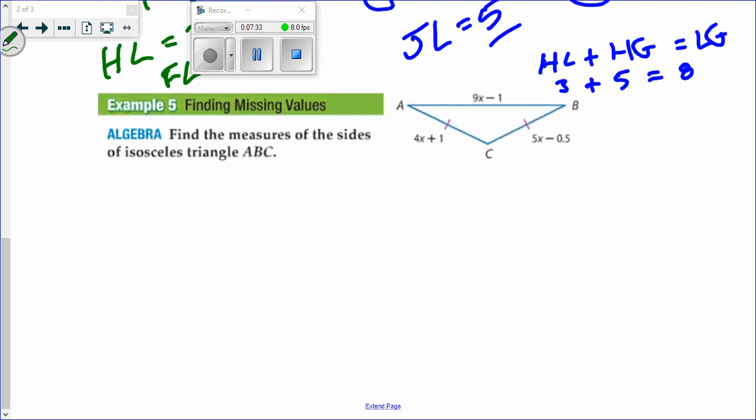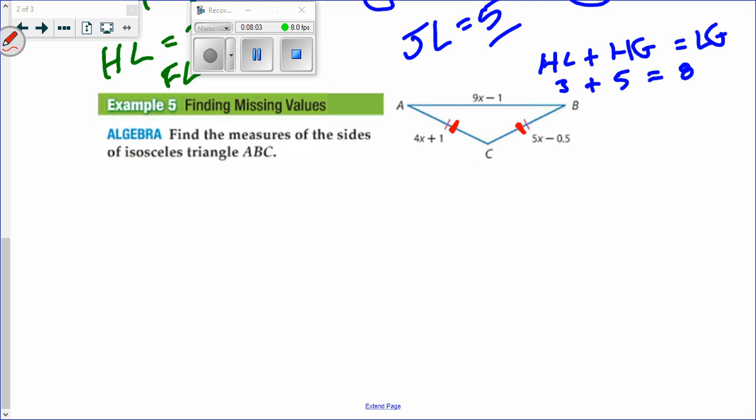Lastly, example 5, we're going to find missing values. Find the measures of the sides of isosceles triangle ABC. All sides contain x, so it's going to be useful for us to find x. ABC is isosceles. That means two of these sides are congruent. We can see here they clearly have marked AC congruent to BC.